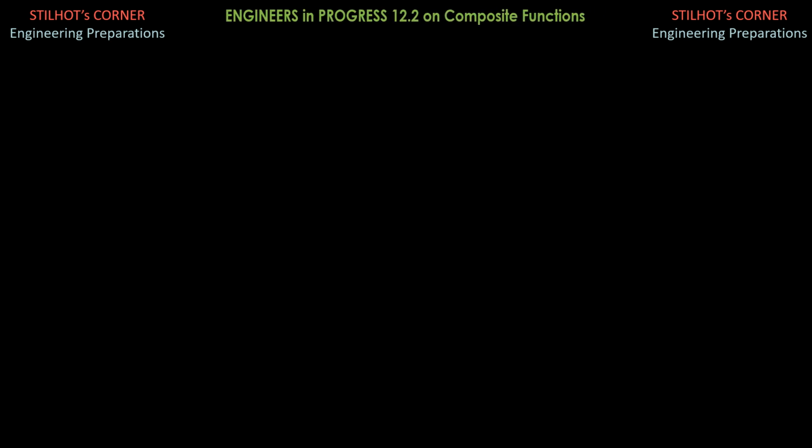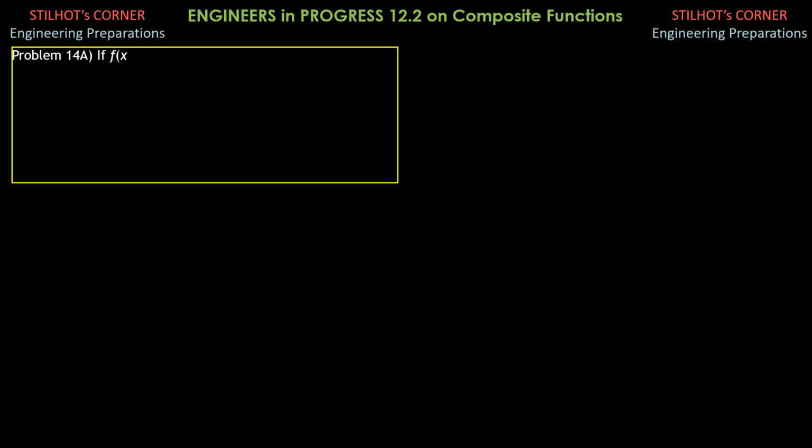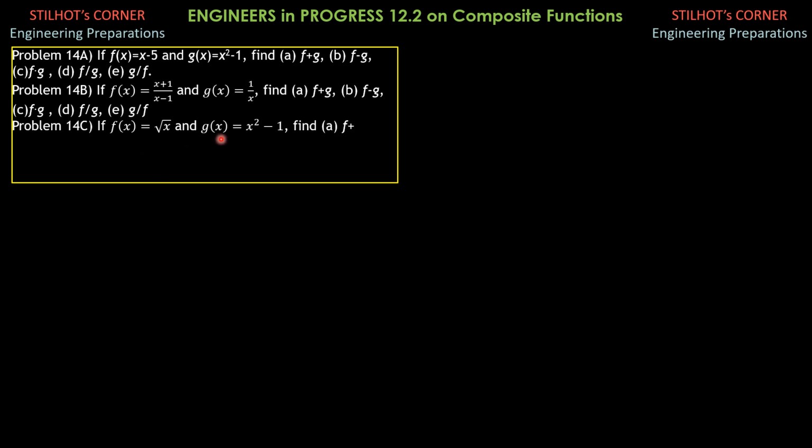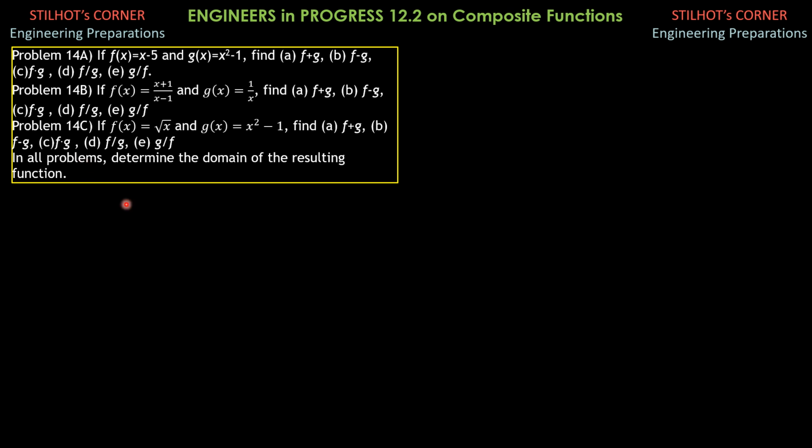So for 14c, let us continue. The requirement is still the same. You have to evaluate the resulting function, then restate the domain of the resulting function. So 14c, if f of x is the square root of x and g of x is x squared minus 1, find a, f plus g, b, f minus g, c, f times g, d, f divided by g, and e, g of f, and find the domain.